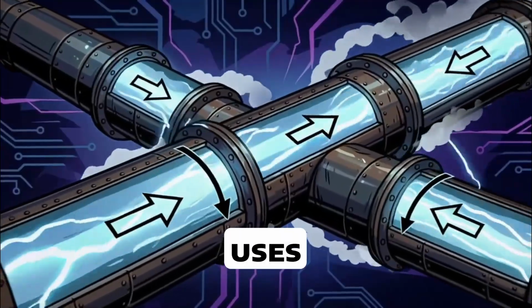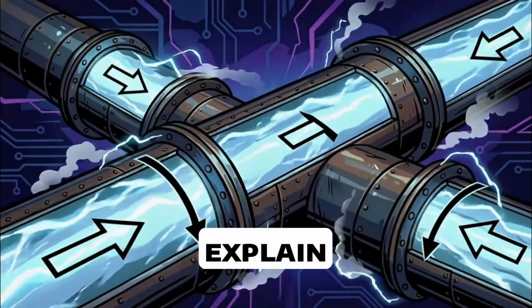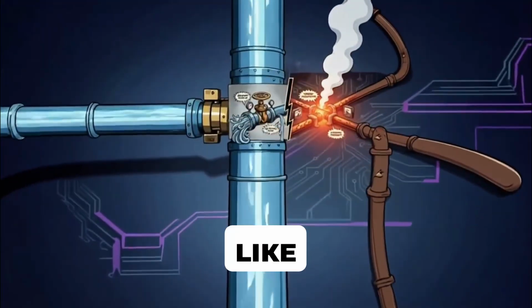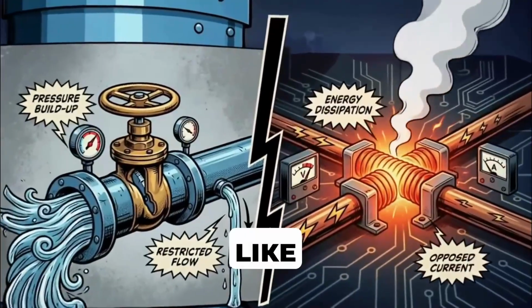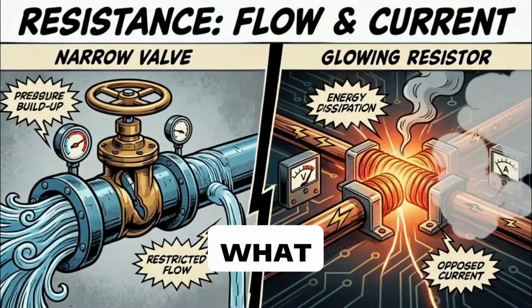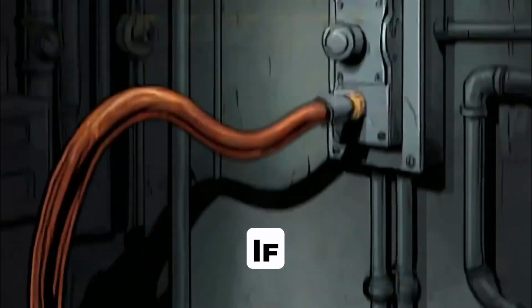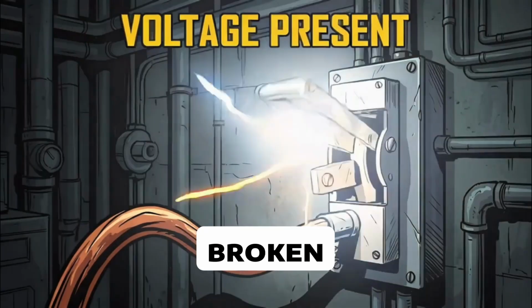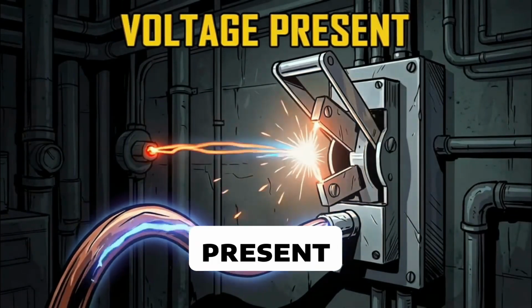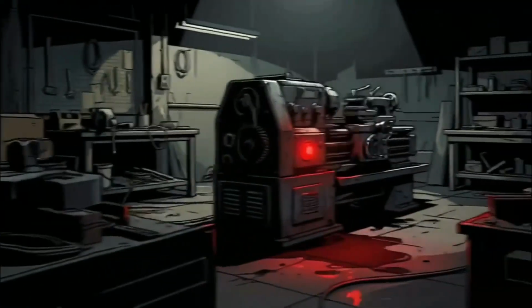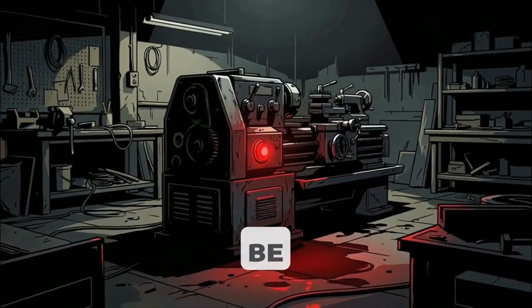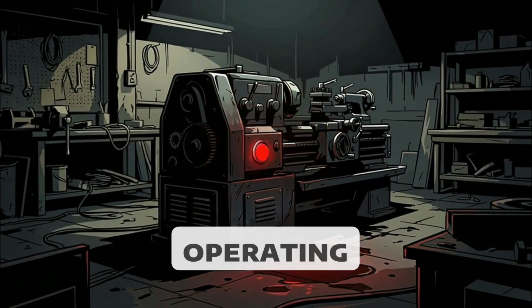The chapter uses water pressure and piping to explain this. Voltage is like pressure. Current is like flow. Resistance is what opposes the flow. If the switch is open or the path is broken, pressure may still be present, but no current flows. That is why a circuit can be energized and still not be operating.